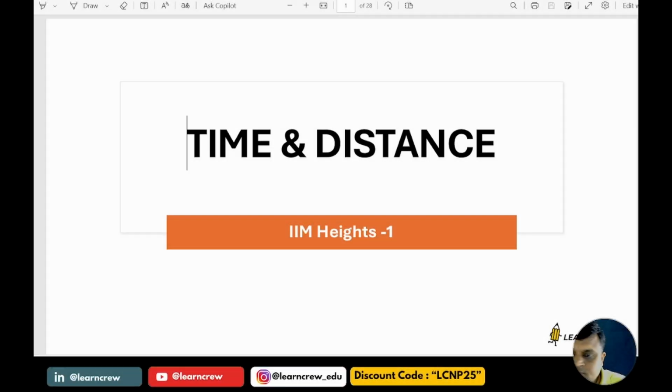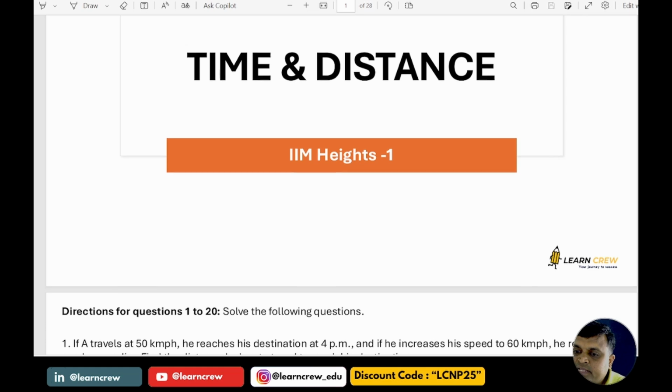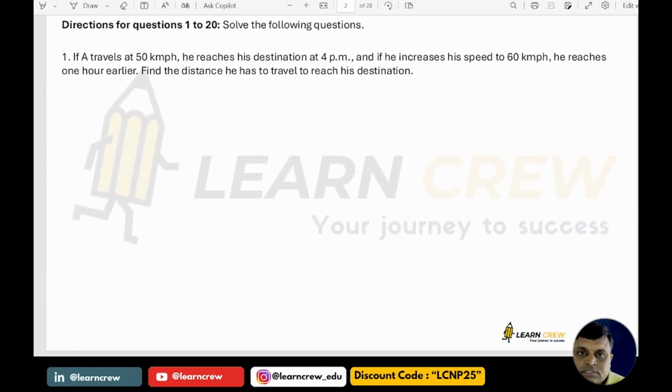Hi everyone, welcome to today's session on time, speed and distance, second sheet. So straight away let us start questions. I think there are 20 questions in this sheet.